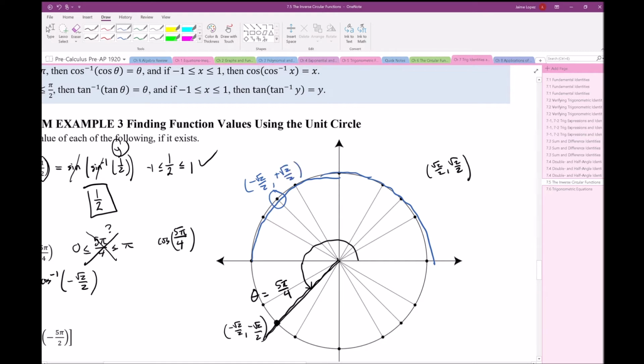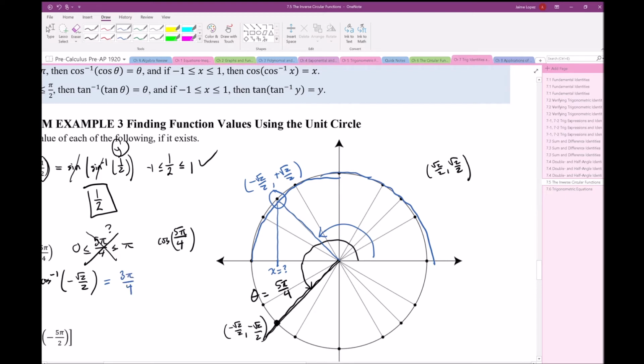So we're talking about this angle here. And we're really looking for this x-coordinate. So what x-coordinate is that? Actually, no, we're not looking for that x-coordinate. We're looking for the theta angle. So what angle is this? That angle is 3 pi over 4.